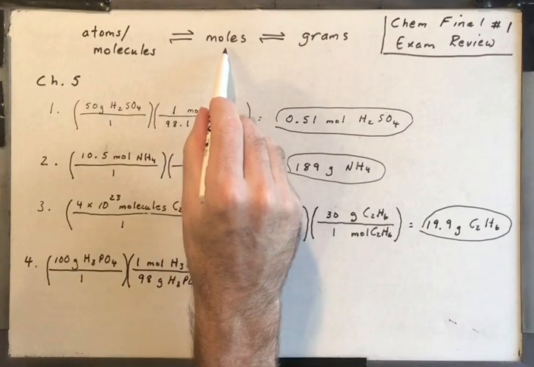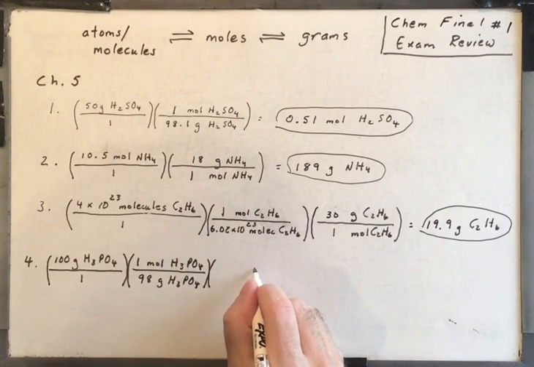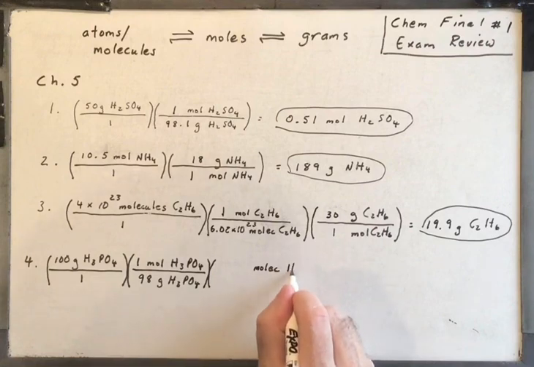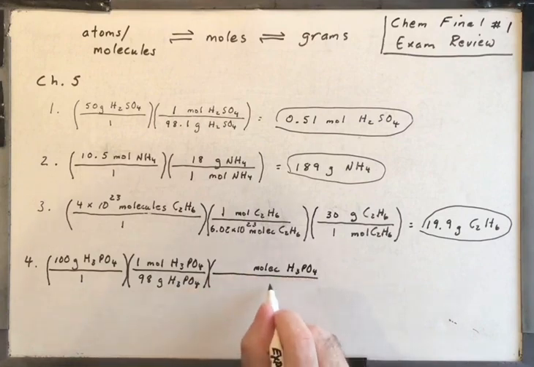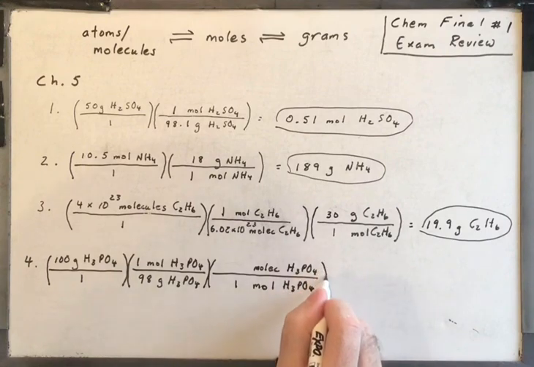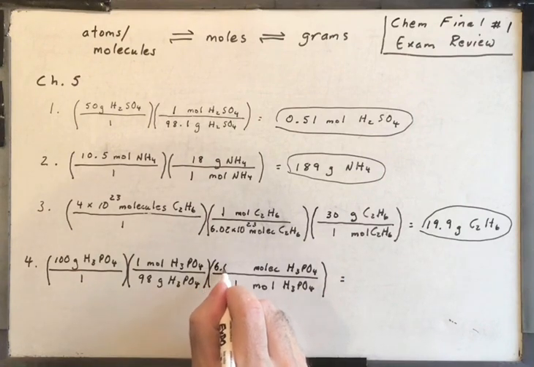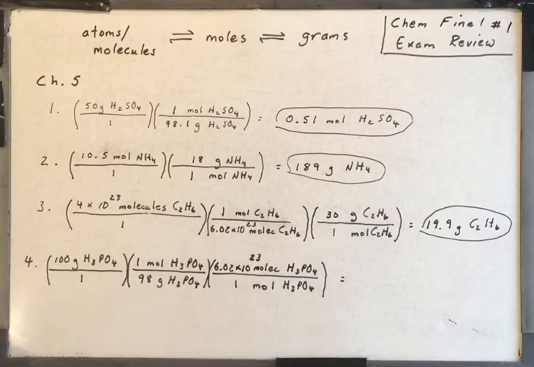And now we have to go from moles to molecules. All right, so I'm gonna abbreviate molecules as molec of H3PO4. Get rid of moles. You know the 1 will go by moles. How many molecules are in a mole? 6.02 times 10 to the 23rd.